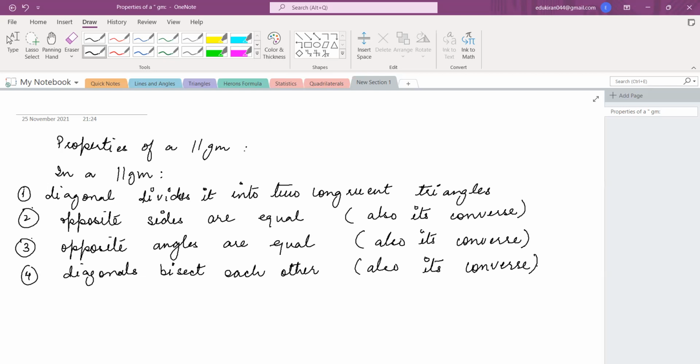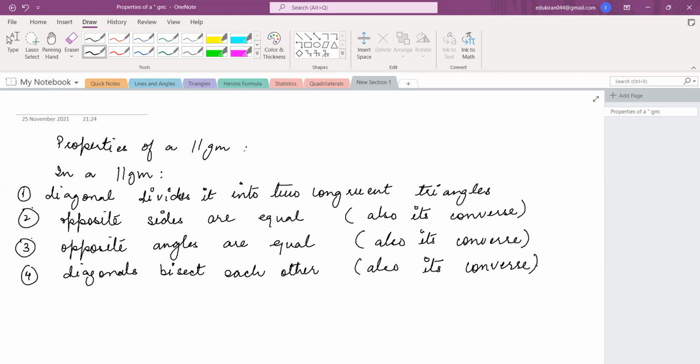Yes, ma'am. So basically the first theorem was that the diagonal divides it into two congruent triangles. The second is that the opposite sides are equal. Converse means that the opposite sides are equal and then it is a parallelogram. Fine. Now, third one, opposite angles are equal. Converse means it is given that the opposite angles are equal and therefore it is a parallelogram. Okay. Fourth, diagonals bisect each other, and its converse means that it is given that the diagonals bisect each other and therefore it is a parallelogram.